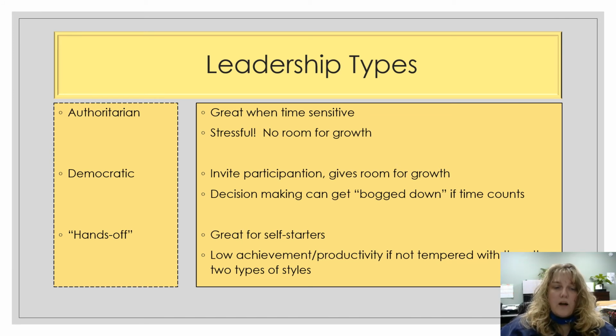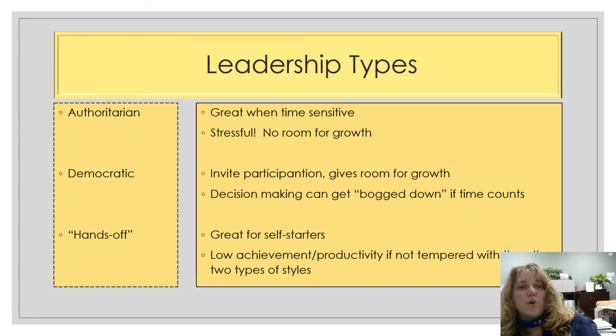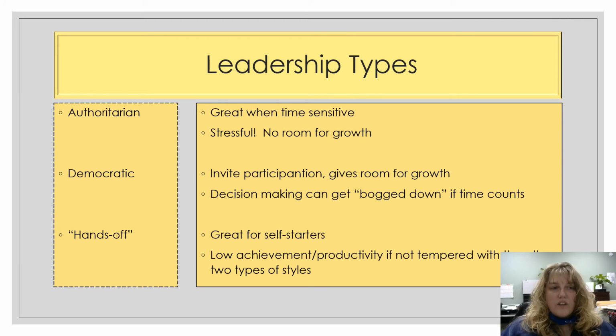The problem with this, and I'm going to take my face out of the picture here so you can see the whole thing, but the hands-off leadership style can lead to low achievement and productivity if it's not tempered with the other two types of styles. So just so you understand, when you're working in that leadership style, I really think blending and knowing when to engage each one of those categories during your time with these students is really crucial to being that awesome preceptor that I know you can be. So you just have to figure out when it's best to use each of the three different styles.